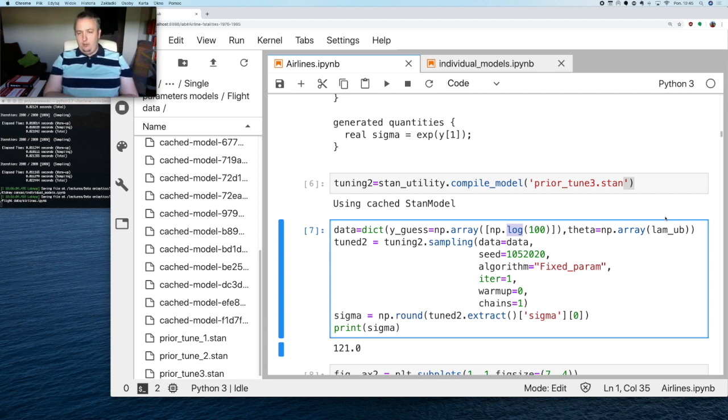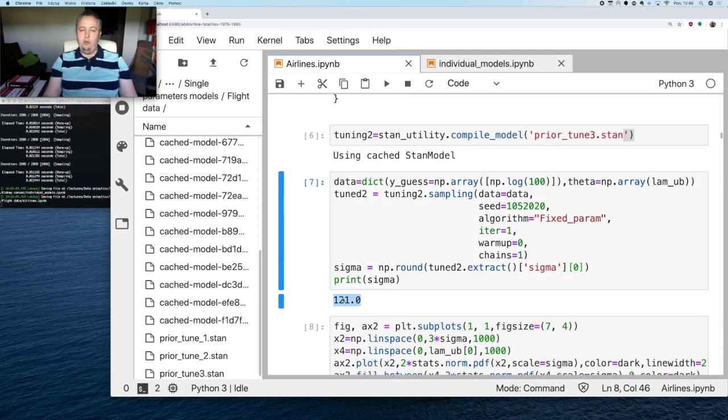So we are sampling for our data, we provide the seed, we provide our data, we use the fixed parameters algorithm because our model doesn't have a parameter block, and we have only one iteration because we don't need to repeat it, we just need to compute it once, solve the equation once using the algebra solver, and of course one chain. And from our parameters we get sigma, which will be an array, so we'll take the 0 element from this array, and the sigma will be 121.